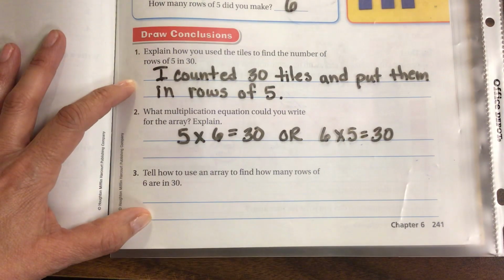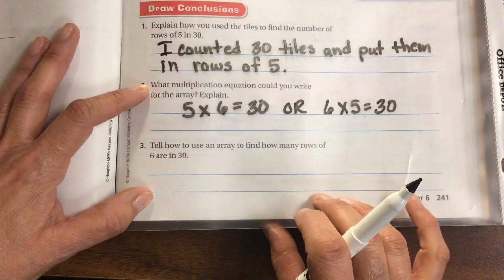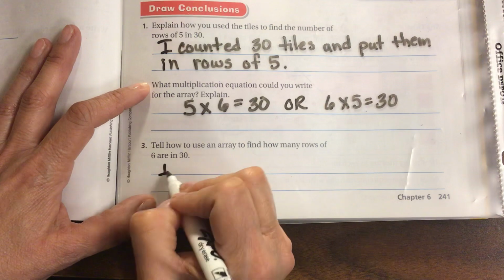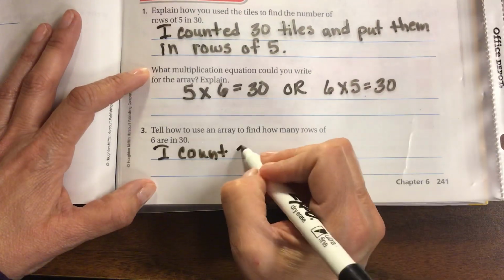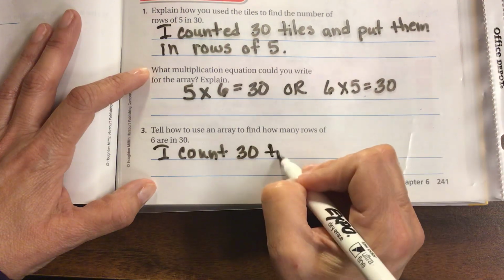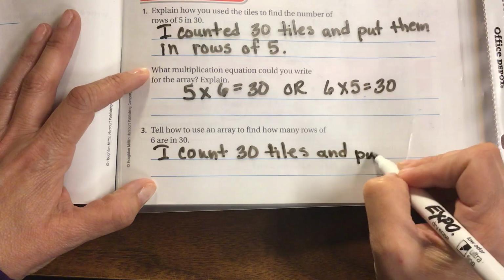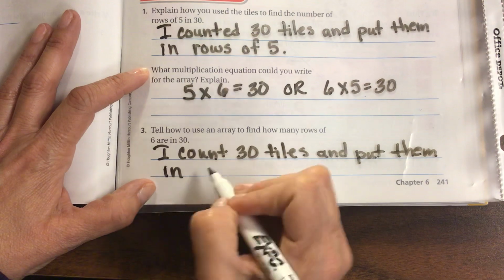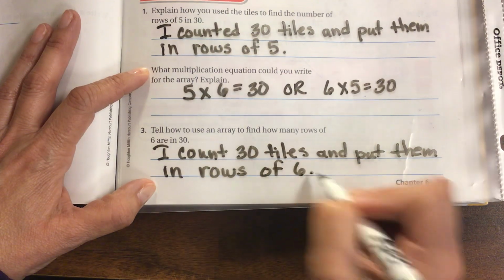Number 3, tell how to use an array to find how many rows of 6 are in 30. Again, pretend you're teaching this to somebody that doesn't know how to do it. I count 30 tiles and put them in rows of 6. Okay?